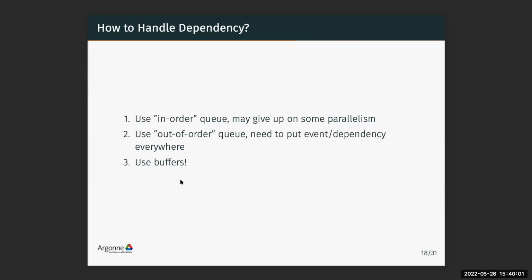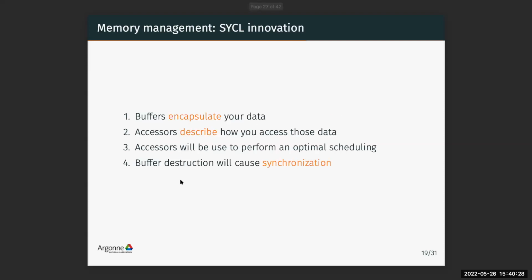Out-of-order queue is good, but you need to handle all this dependency, and it's really tedious because if you screw up once, you will have a race condition in your code, and it can be pretty bad. The solution is to use buffer, and buffer is kind of the best of both worlds. It's not perfect, right? Because it will be a little more verbose, but it is worth it, I think.